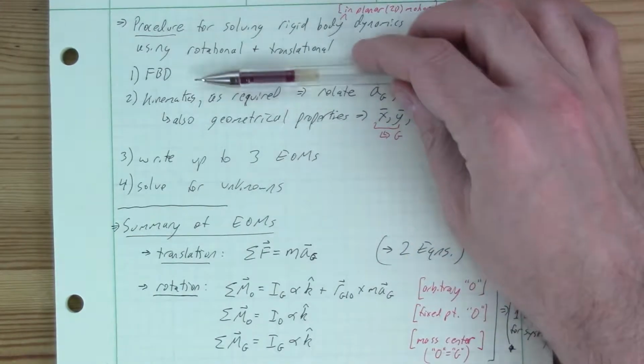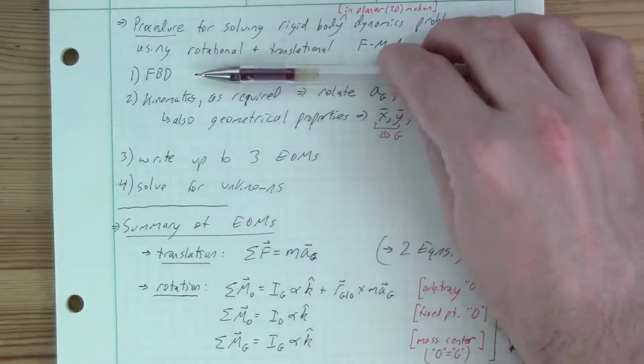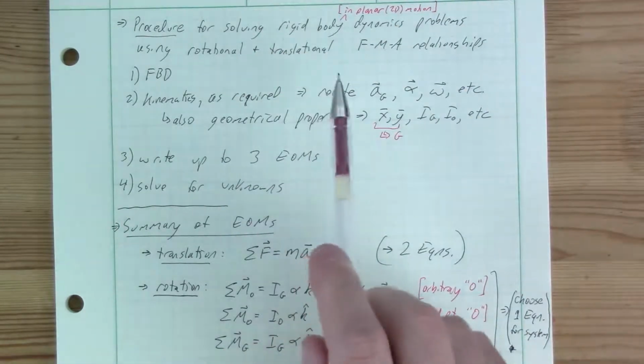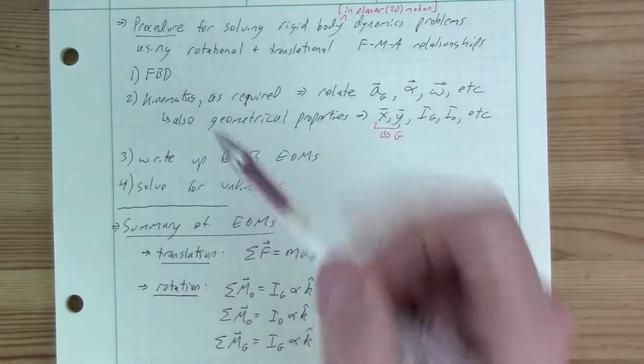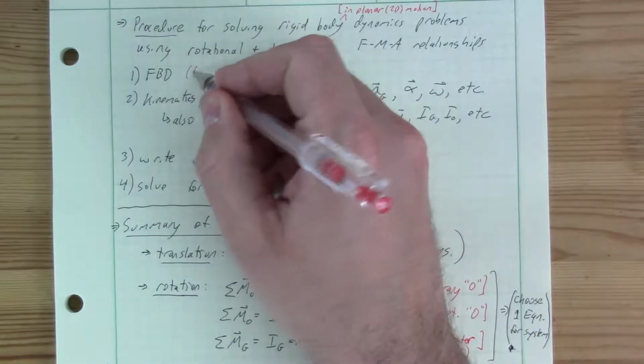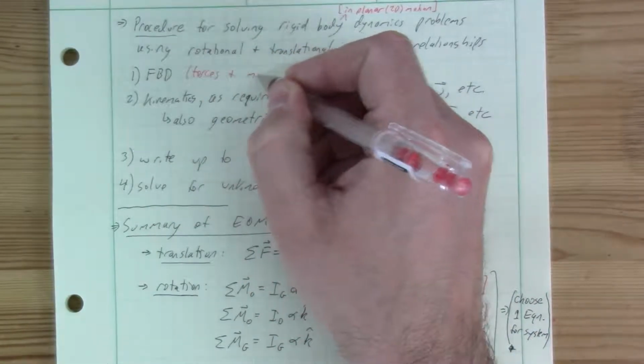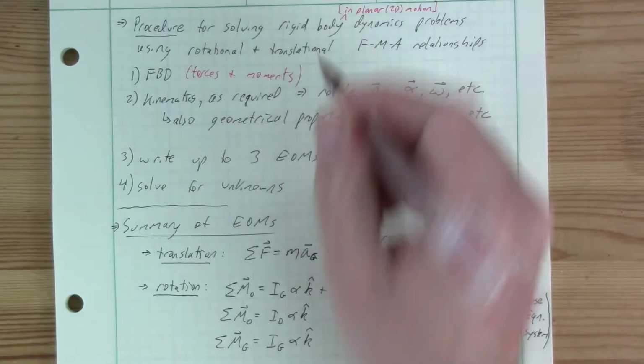All right, so this first step will always be drawing a free body diagram. Get all the forces on there. It's going to be absolutely vital. We're also going to put all the moments on there. So this is forces and moments that are put into our free body diagram.